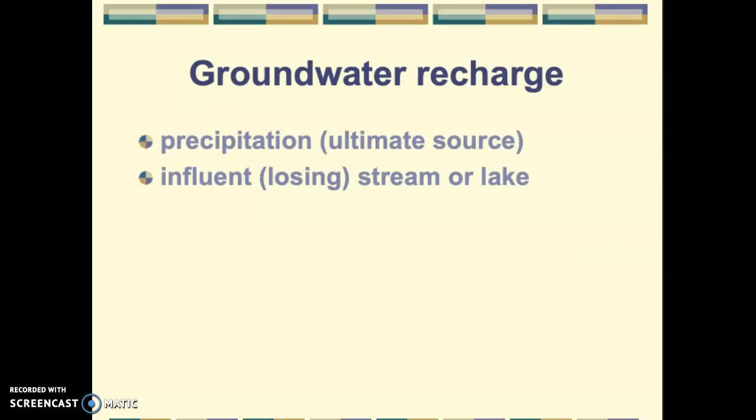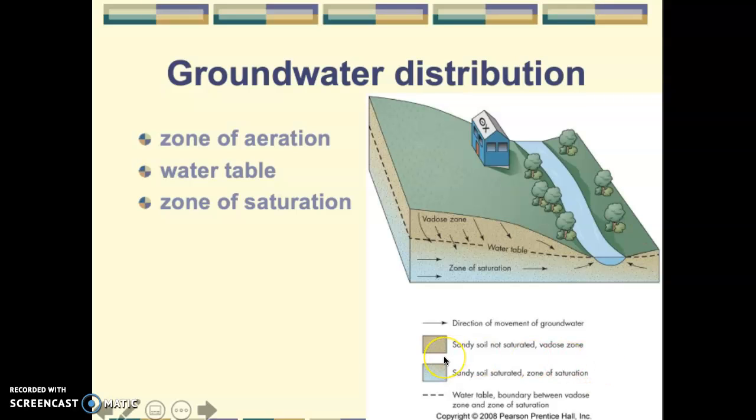So let's take a look at groundwater distribution on this next slide. This is a picture out of your book. It gives us some of our terminology. The area above what's labeled as the water table here, most of the pore spaces are filled with air, and it is called the vadose zone. It is also called the zone of aeration. So it actually has several names. So zone of aeration and vadose zone.